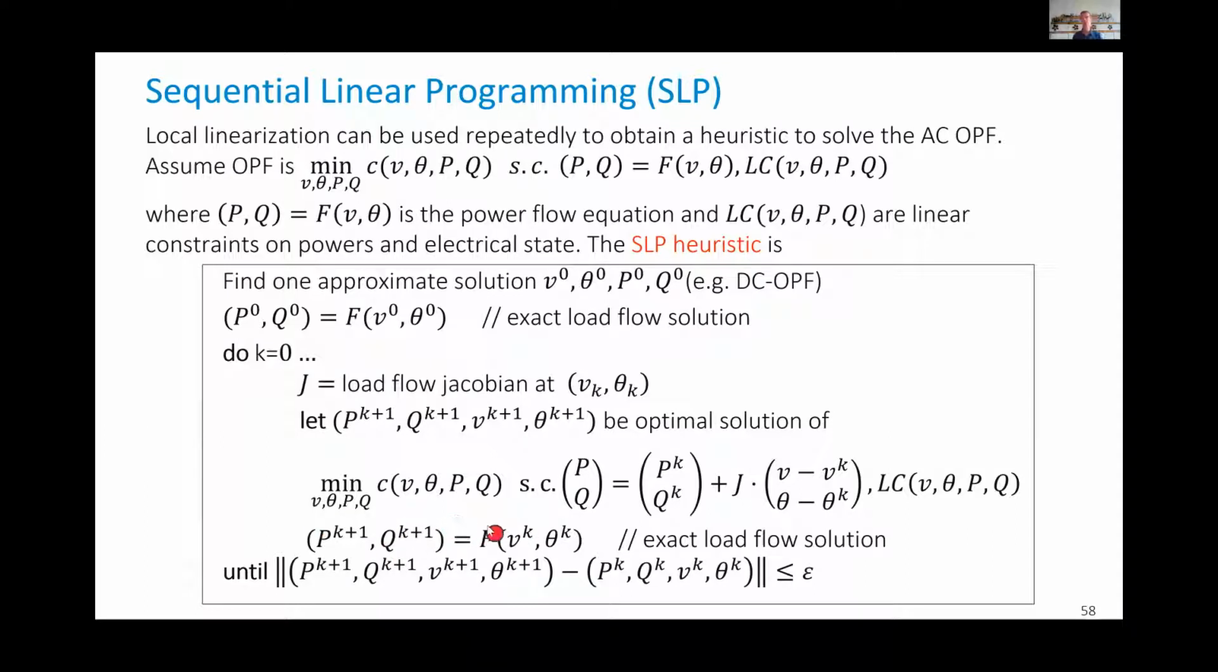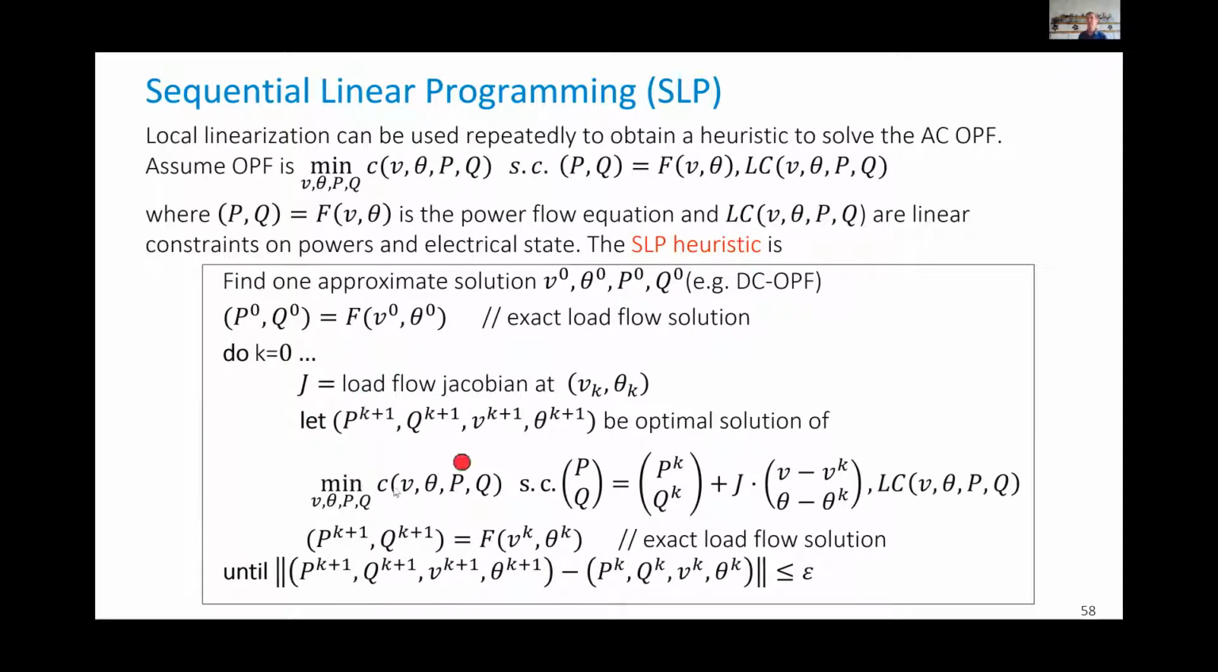There will be an error that will be small if the optimal point is not very far from the previous point, which is probably the case already at step 1, because we've seen that the DC approximation finds, at least in the kind of grids to which it applies, a solution that is not far from the AC-OPF solution. So that will be probably already close, but there will be a small correction to do. And then you iterate, you correct again.